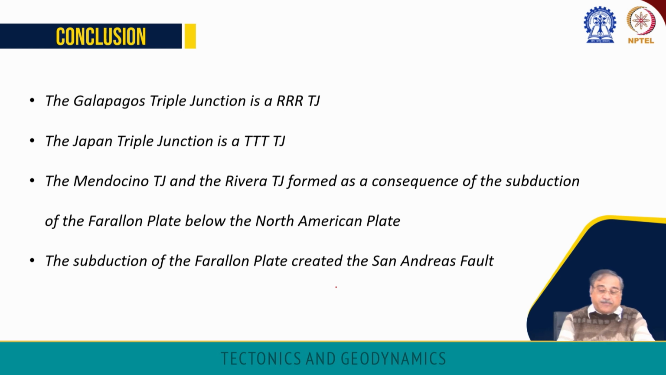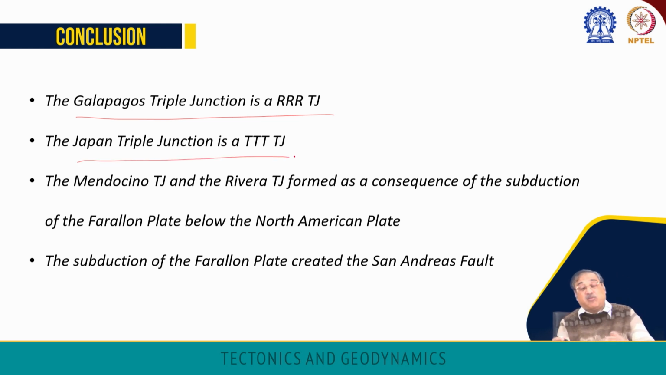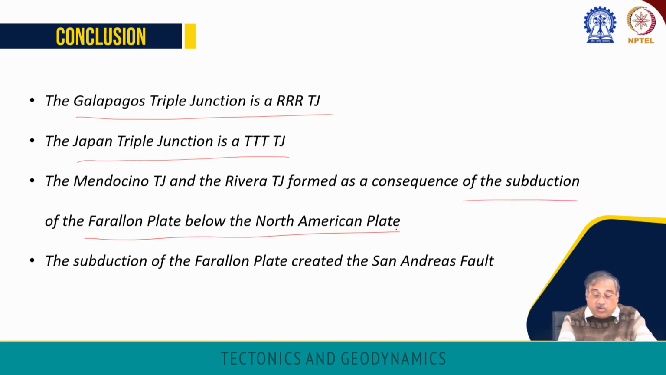So to conclude then, in today's class, you saw three examples. One is the Galapagos triple junction, which is a ridge triple junction, which is stable. I showed you the Japan triple junction, which is a TTT triple junction. It could have been stable, but in its present configuration it has moved out of stability simply because the Izu-Bonin trench and the Japan trench are not collinear. The Mendocino triple junction and the Rivera triple junction formed as a consequence of the subduction of the Farallon plate below the North American plate.